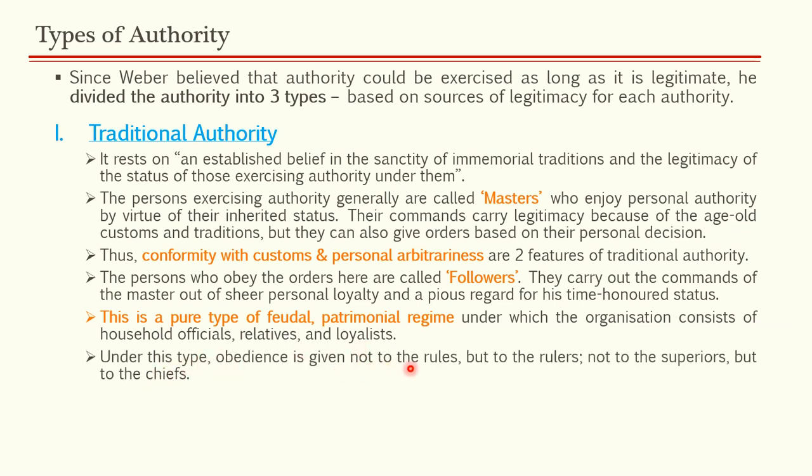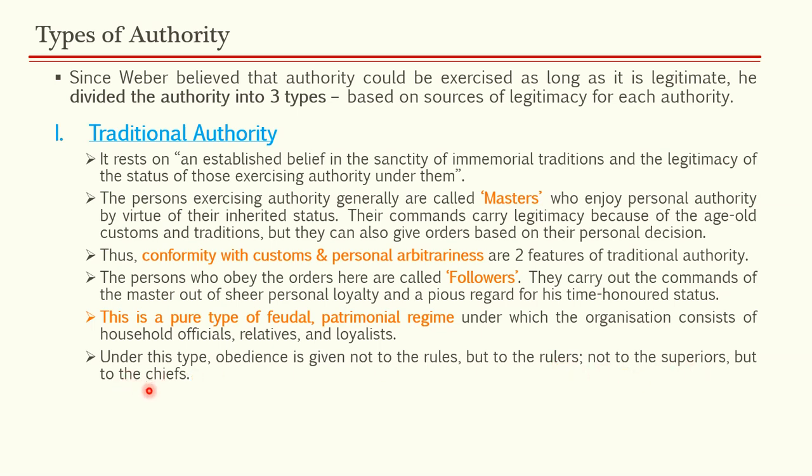Under this type, obedience is given not to the rules but to the rulers. So rulers are given more obedience. So rulers can change rules according to their wish. If the ruler wants to give a death penalty to someone, it will be accepted. If he does not want to give a death penalty for the same crime to someone else, it will be accepted. So rules can be changed by rulers. So obedience is given to rulers and not to the rules. This is nothing but traditional authority.